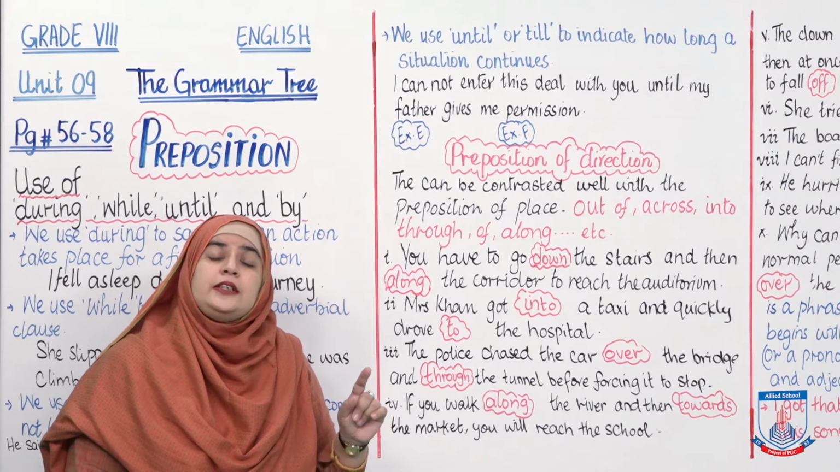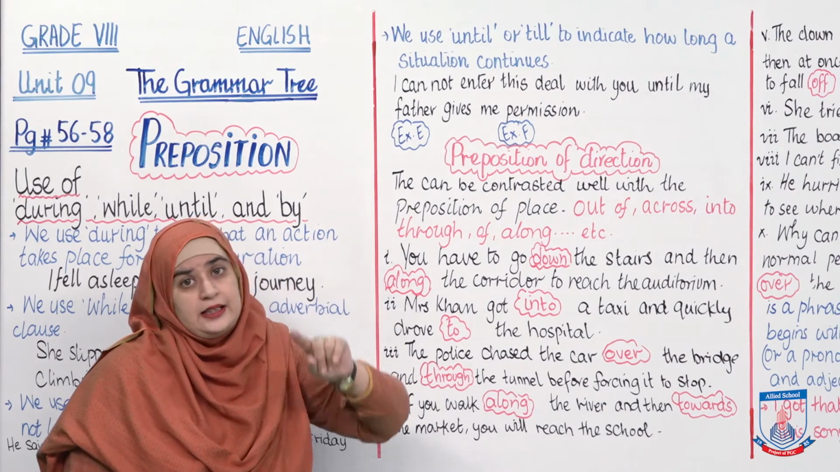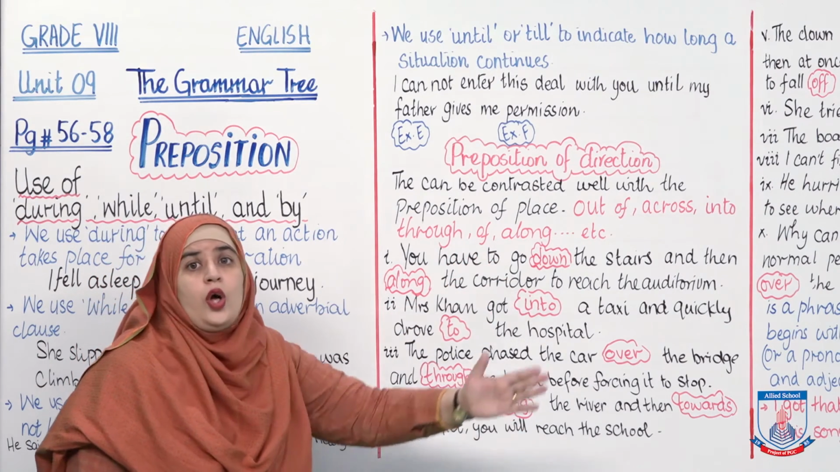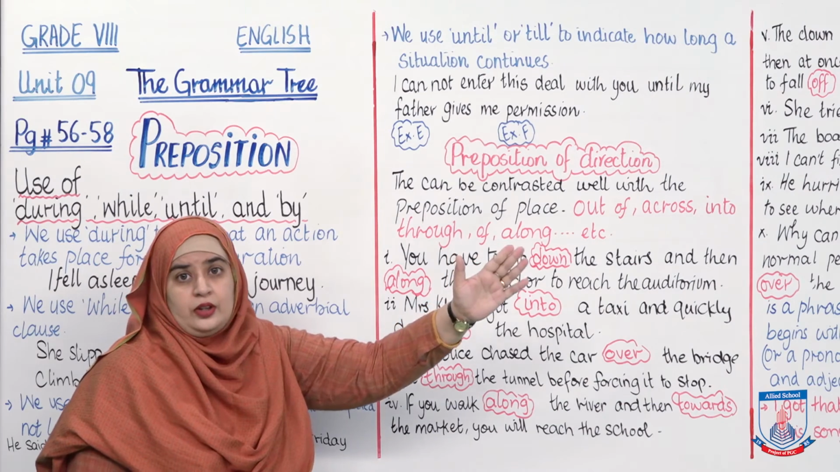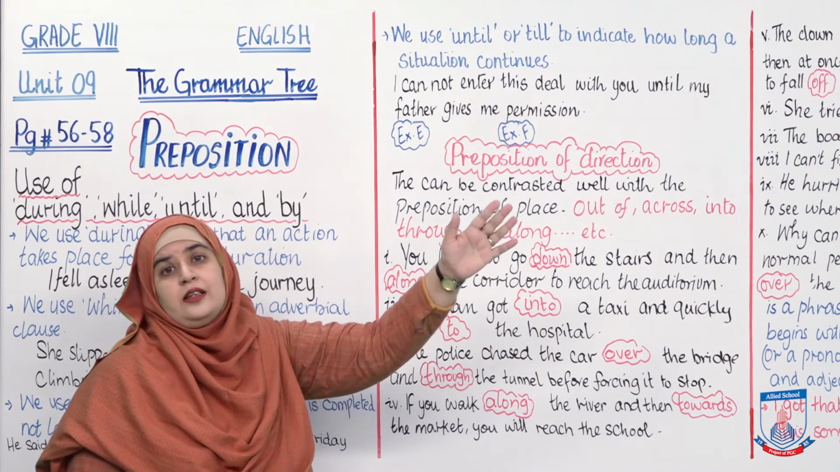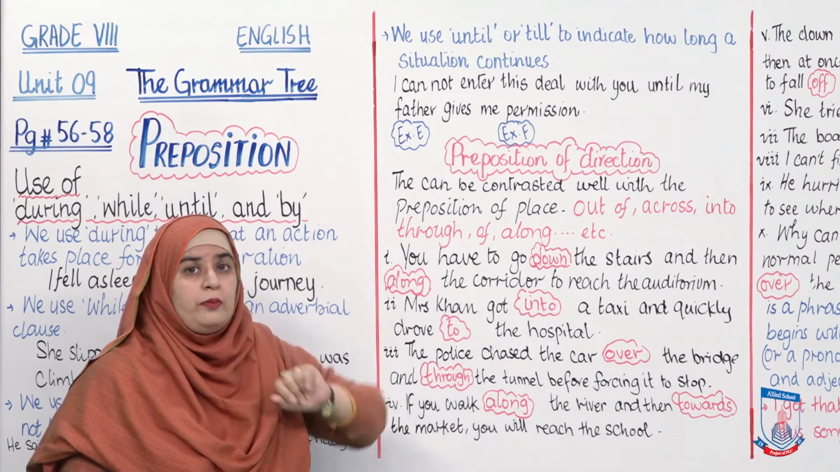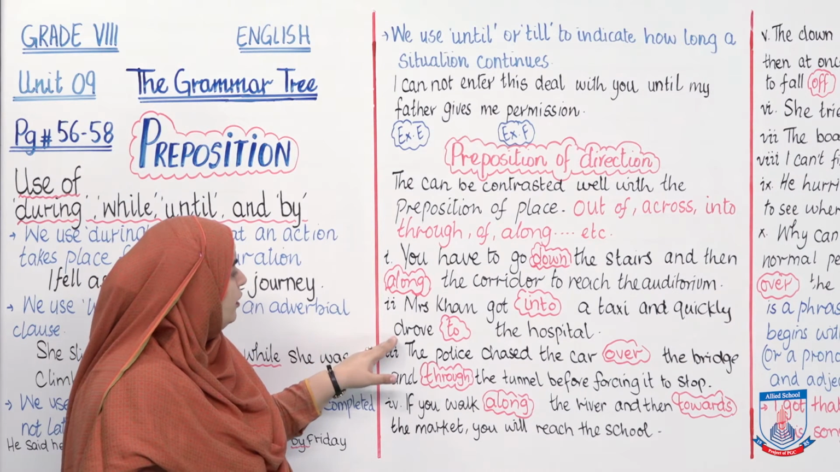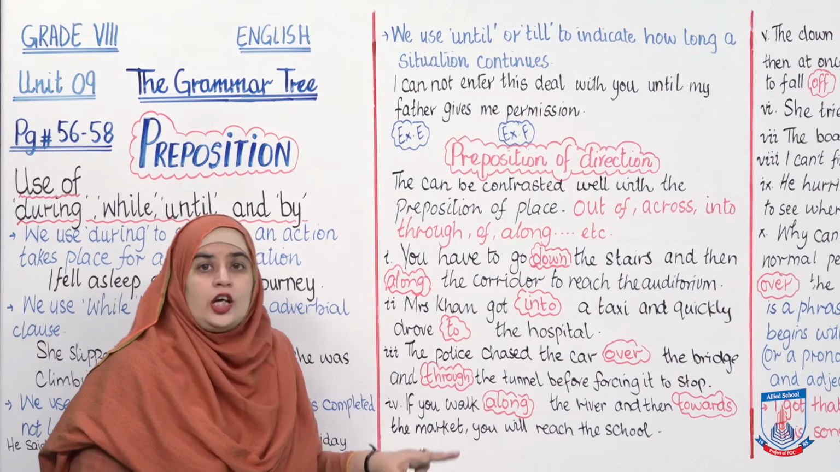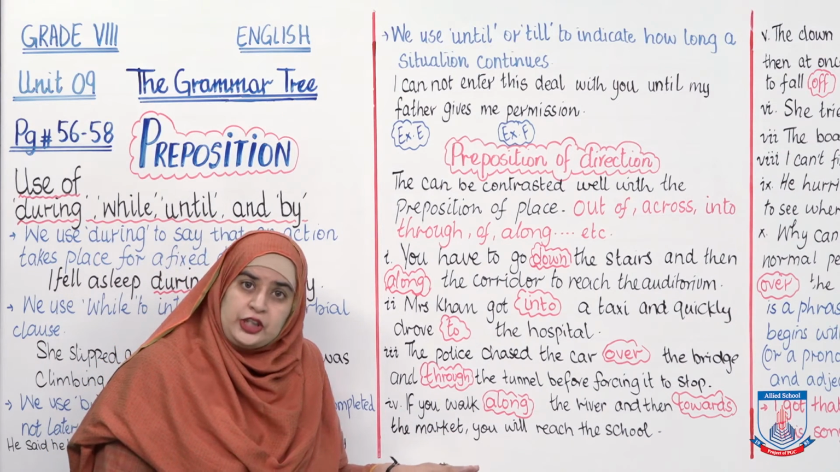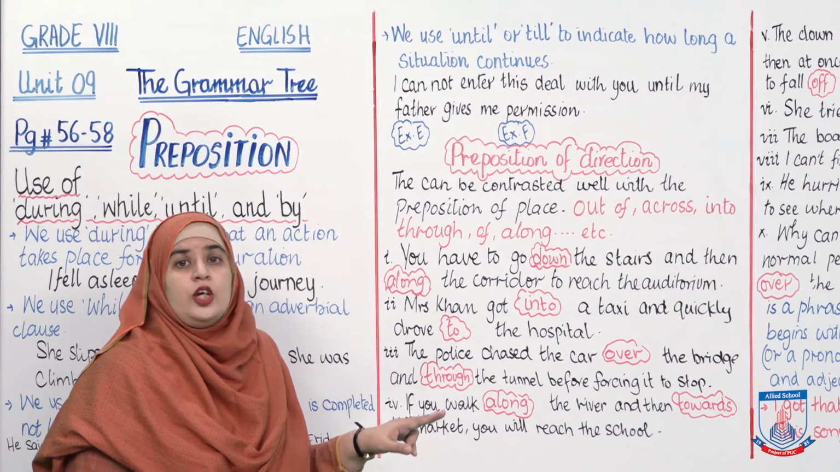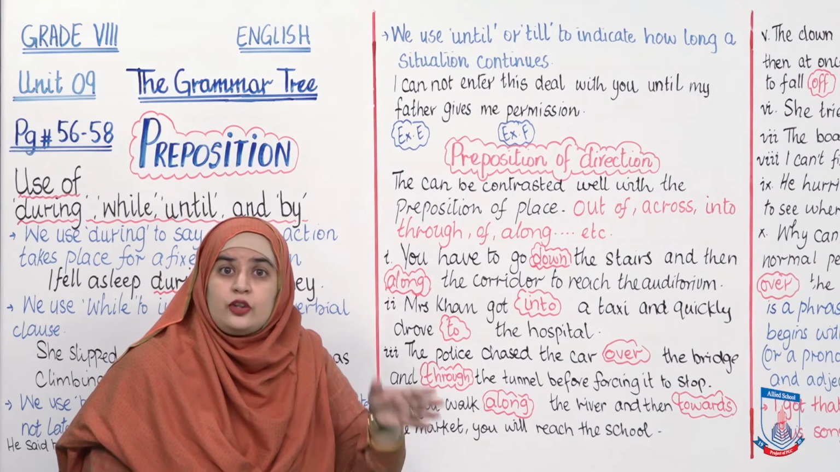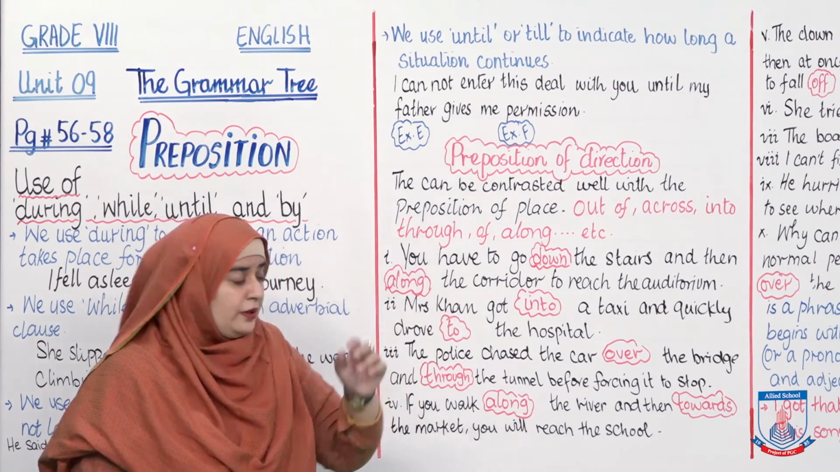आप डायरेक्शंस ऐसे यूज करते हैं कि स्टेयर्स के नीचे जाओ और उसके बाद डाउन द स्टेयर्स एंड देन अलोंग द कॉरिडोर. ठीक है, कॉरिडोर के साथ साथ निकल जाओ अगर आपने ऑडिटोरियम में पहुंचना है. Mrs. Khan got into a taxi and quickly drove to the hospital. She is in an emergency and there was some problem at her home, so she quickly stepped into the taxi and drove towards the hospital.